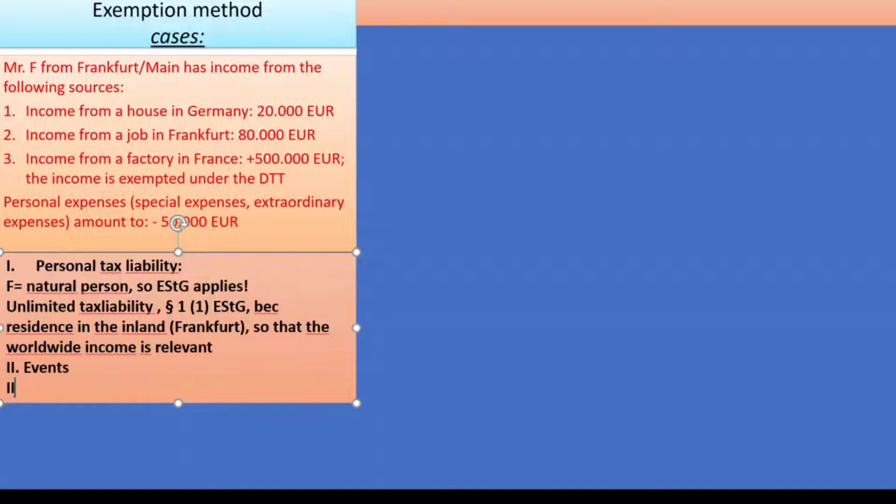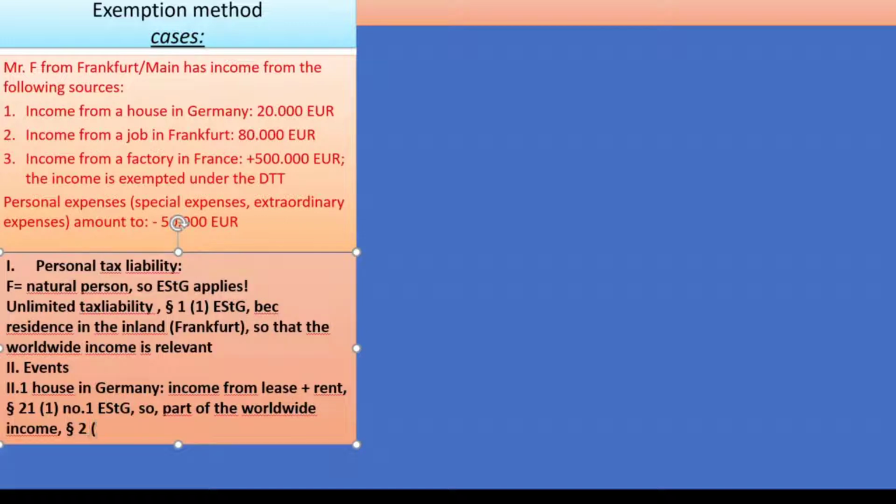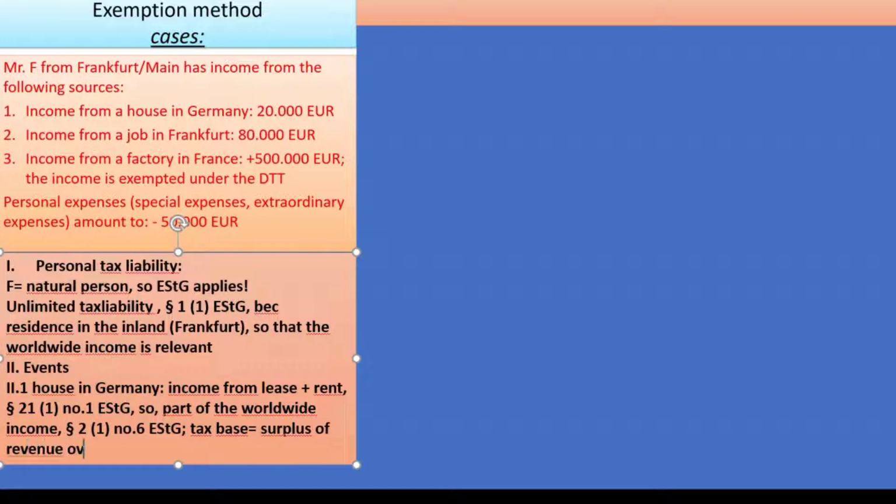Let's look at the events. House in Germany, that is income from lease and rent. Paragraph 21(1), number 1 EStG says so, it's a part of the worldwide income. That is to be found in 2(1), number 6 EStG. The tax base needed is the surplus of revenue over expense and not profit. So that's it. And that's here given with 20,000, so we don't have to worry about all that.